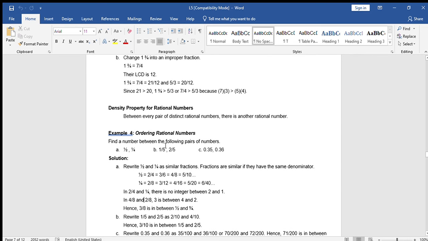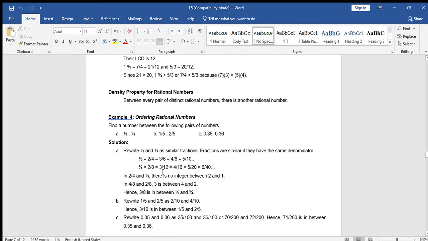Okay, for letter B, we have here 1 over 5 and 2 over 5. We will rewrite 1 over 5 and 2 over 5 as 2 over 10 and 4 over 10. This time, we will add, not multiply: on the denominator we will add 5, and on the numerator we will add 1.